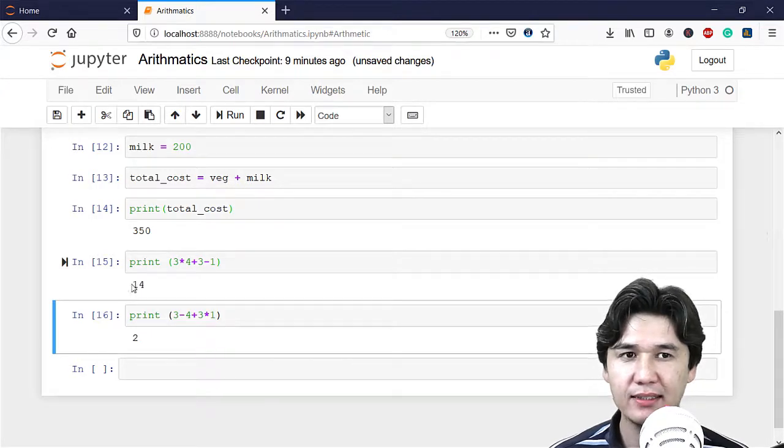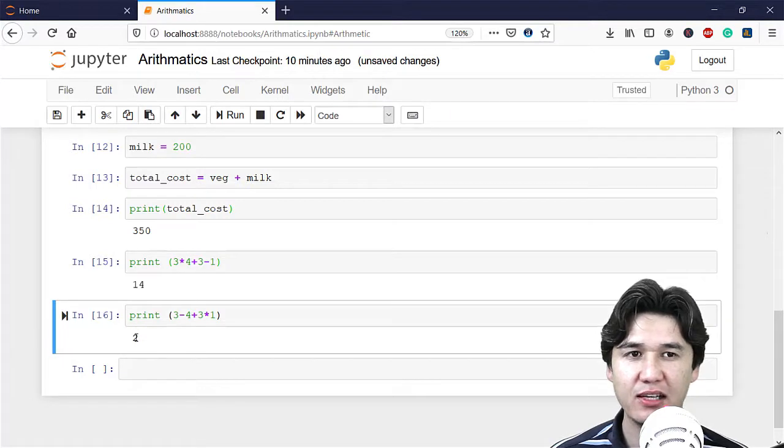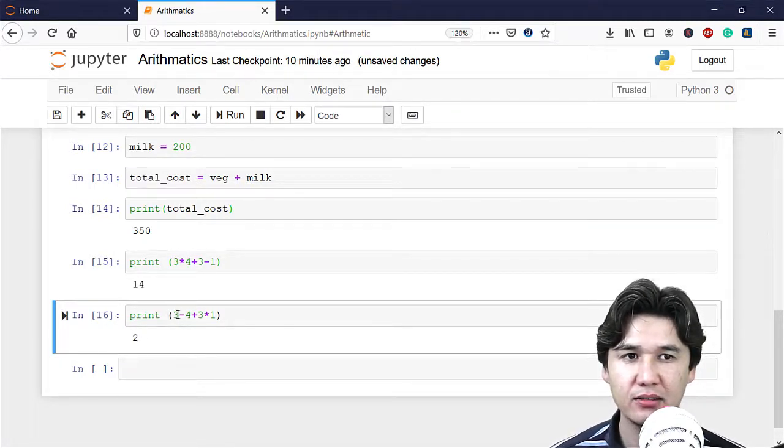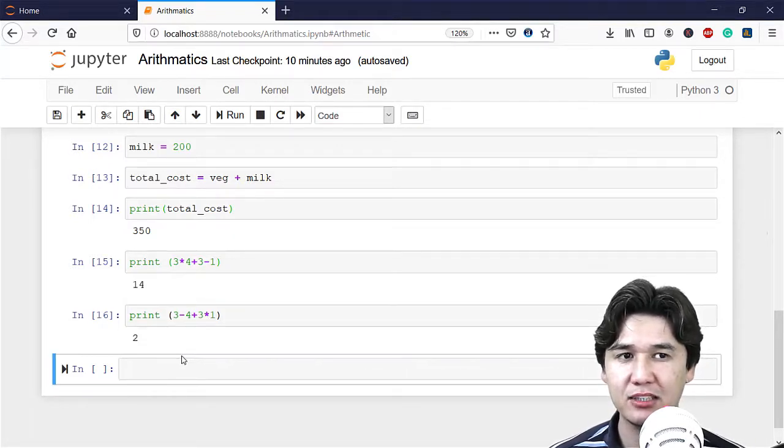In one case we have the answer 14, and in the other equation we have the answer 2. If I do 3 minus 4, which is equal to minus 1, and minus 1 plus 3, which is equal to 2, minus 1, and minus 1 multiplied by minus 1, and minus 1 plus 3 is equal to 2. 2 multiply by 1 is equal to 2. Okay, we get the result like this.